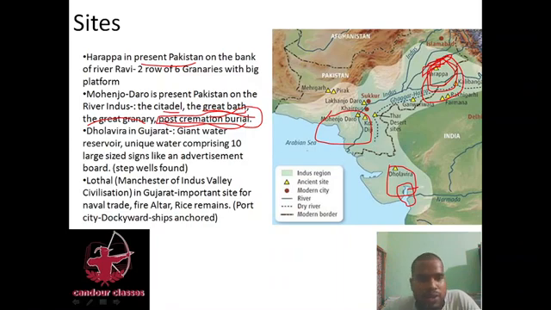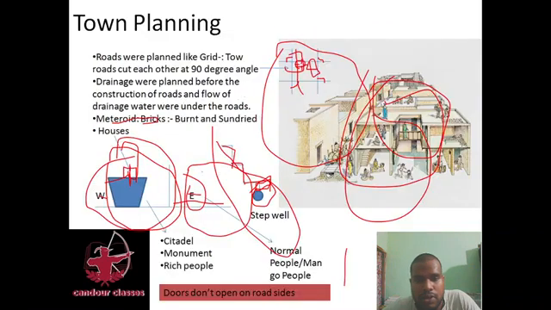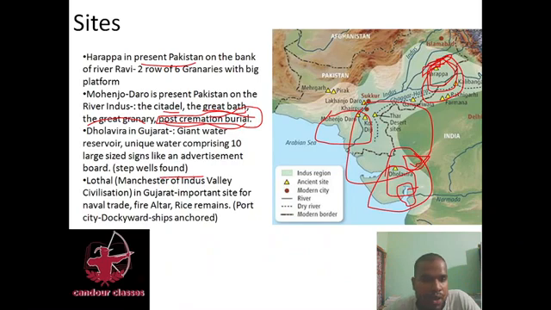Then in the Dholavira site, you can find giant water reservoirs. See, rivers are here, and here you don't find rivers. So for that Dholavira region, you can find water reservoirs. Then it's quite large, 10 large size signs like an advertisement board. Staple is also found. That staple we discussed in the previous slide, and this staple you can also find in the Dholavira site. Okay, then Lothal we have seen, somewhere between here you can find Lothal.